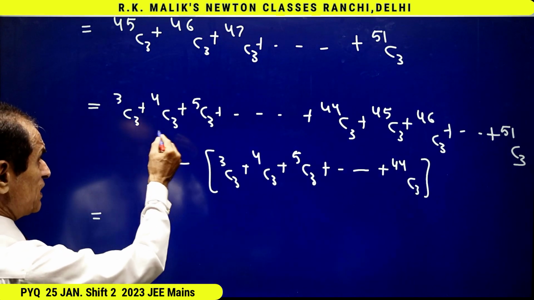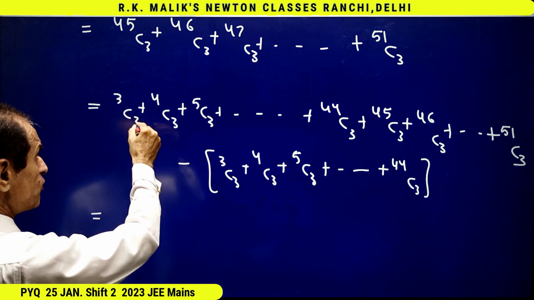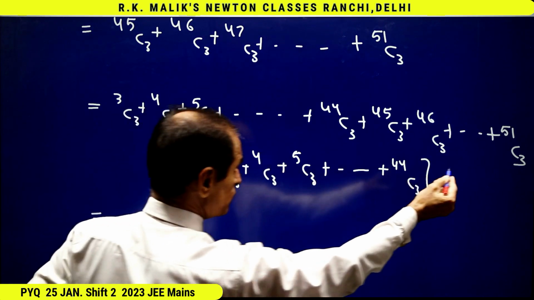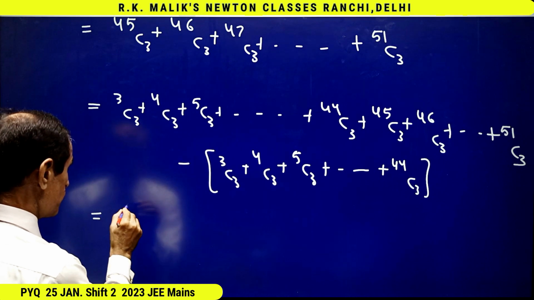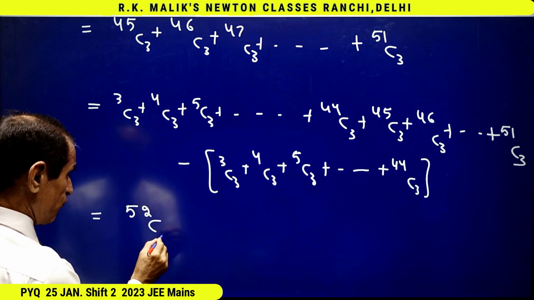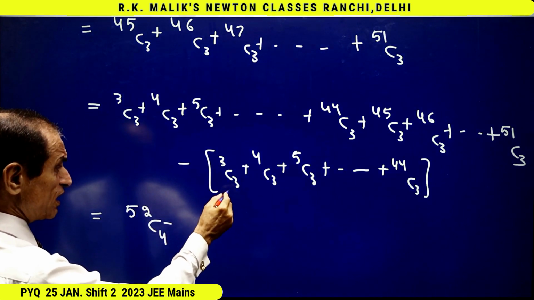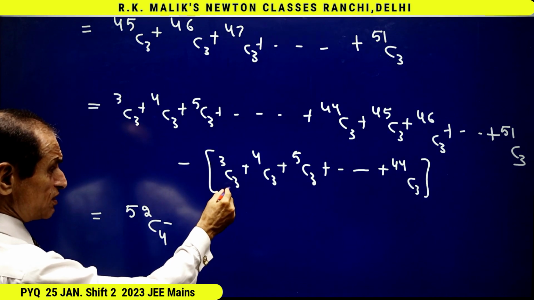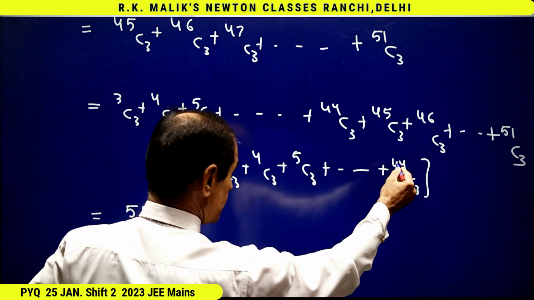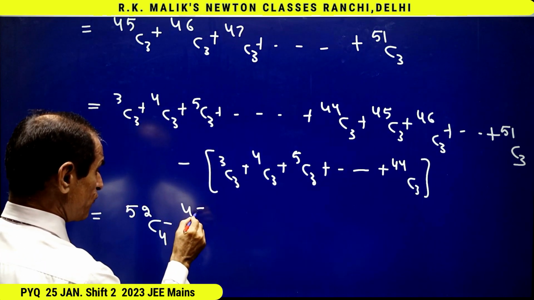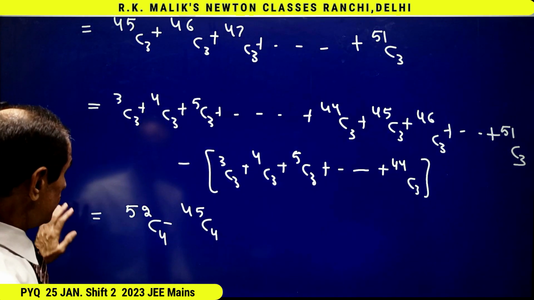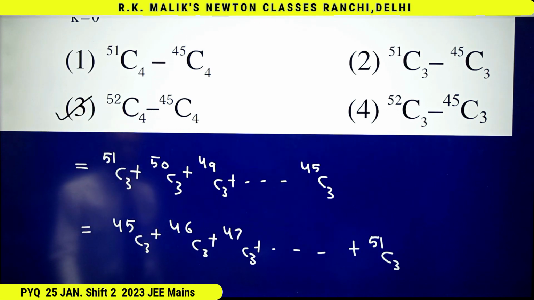And because base is 3, it is starting from 3C3, therefore the result will be adding 1 in both the numbers. I'll be getting 52C4 minus, here again the same formula, 3C3 is there and last is 44C3, therefore the result will be 45C4. Hence I can say third choice is the correct choice.